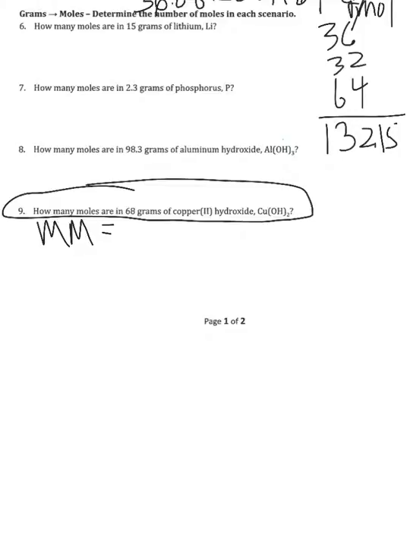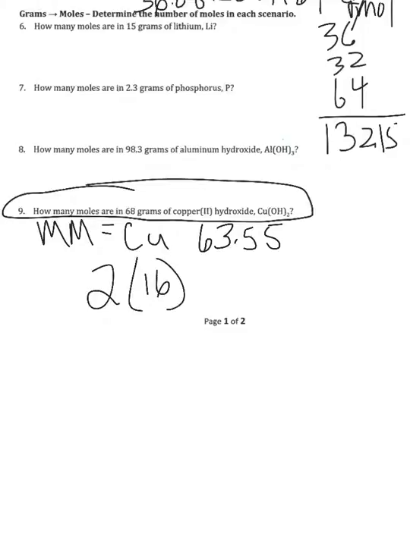And I will take 1 copper and I will look that up on the periodic table. I will find that it's 63.55 for the average atomic mass. Now the OH, couple of ways I could do that. Again, add up what's in the parentheses and multiply by 2, or distribute. So I have two oxygen. Each of them are at 16. So that's going to give me 32.